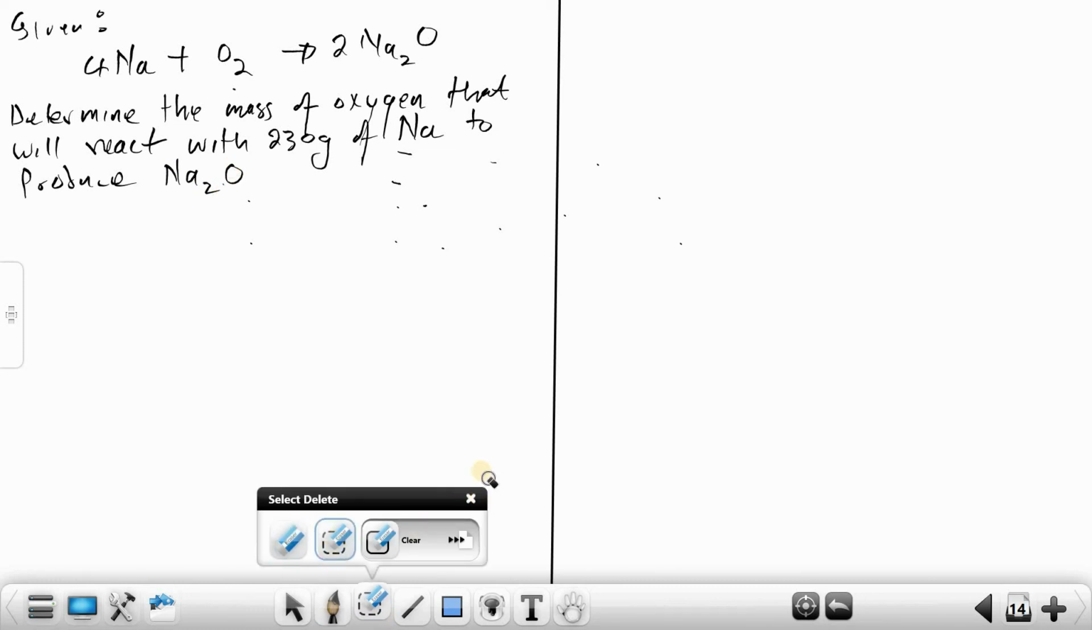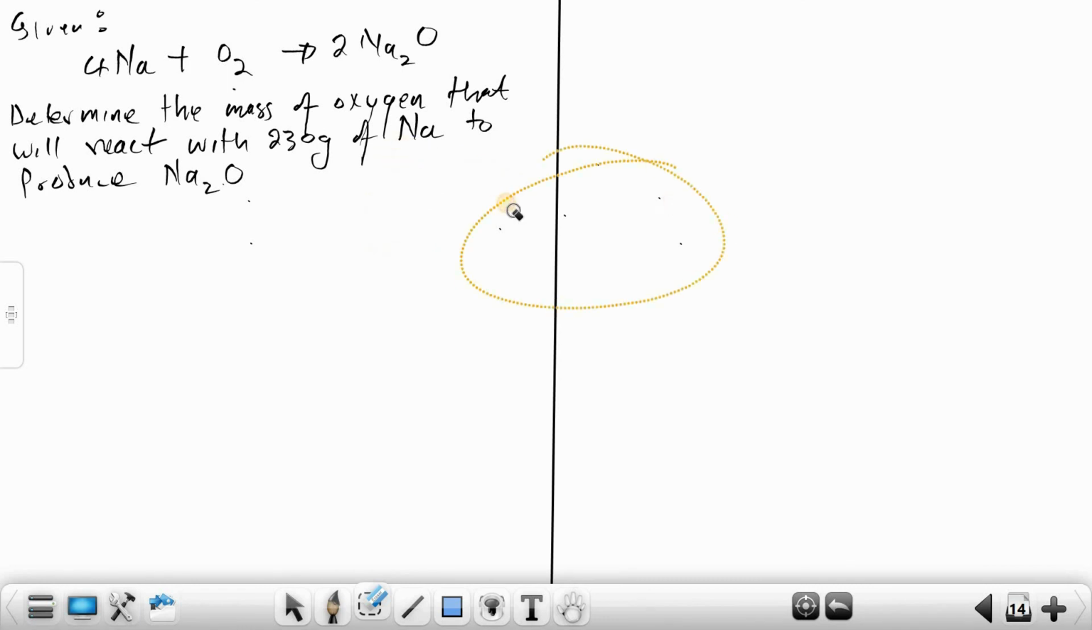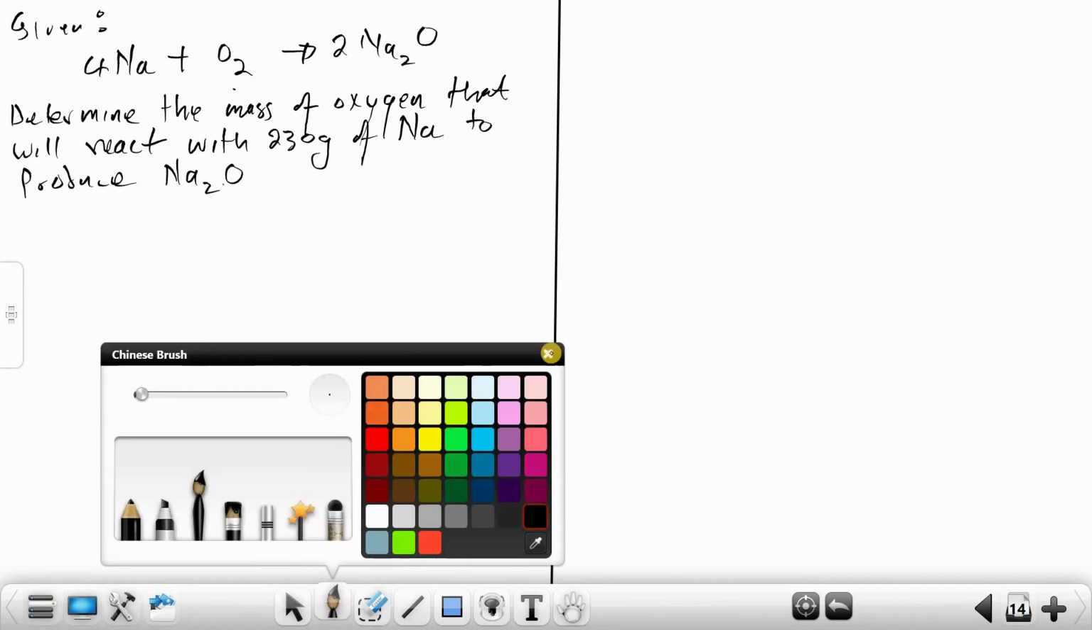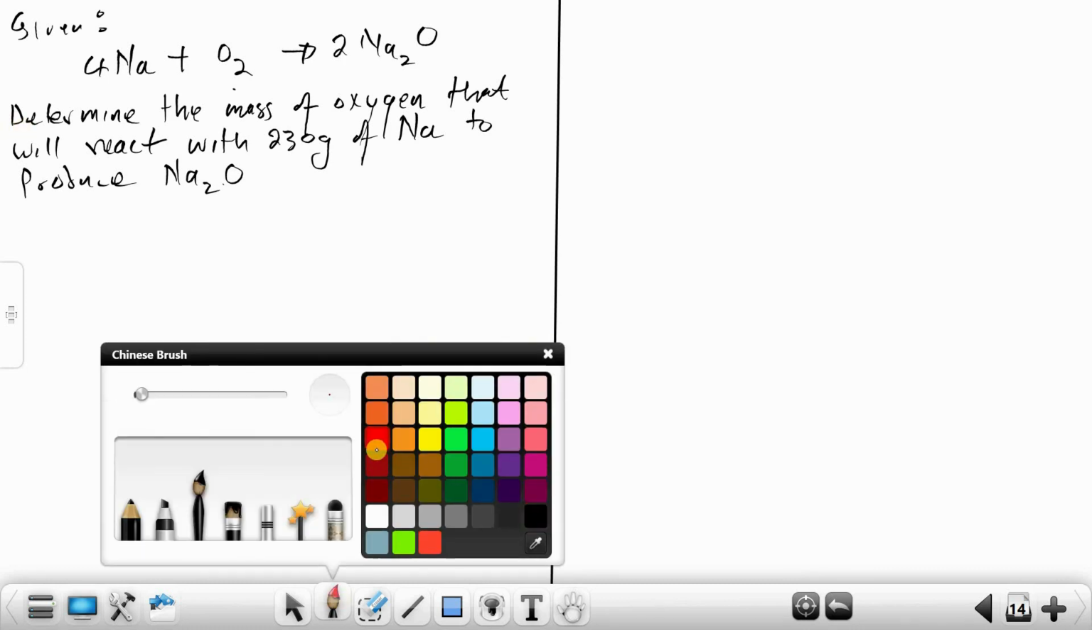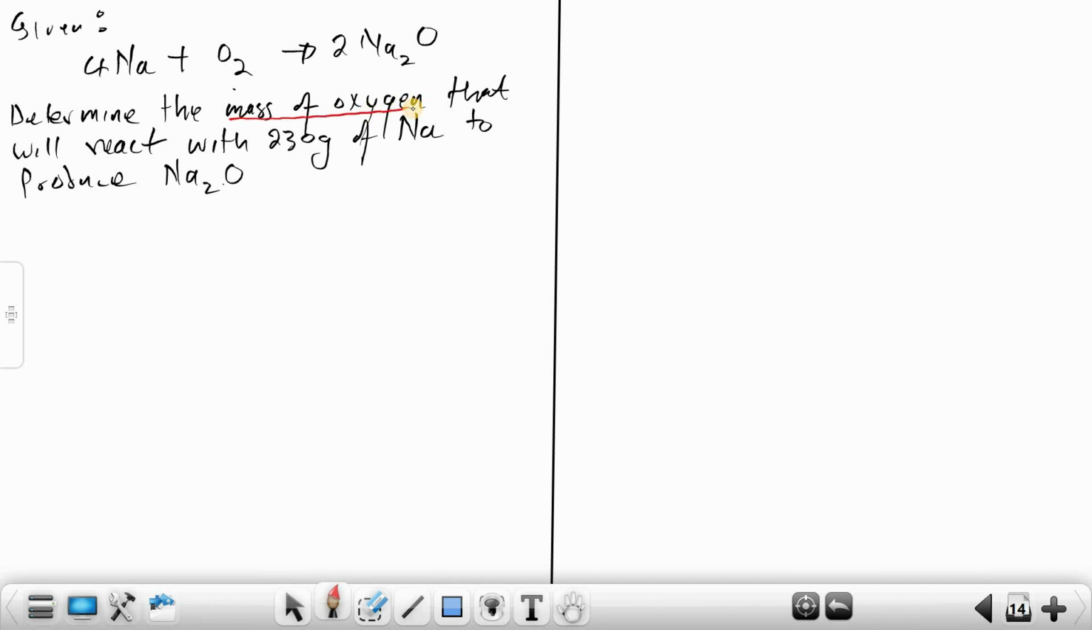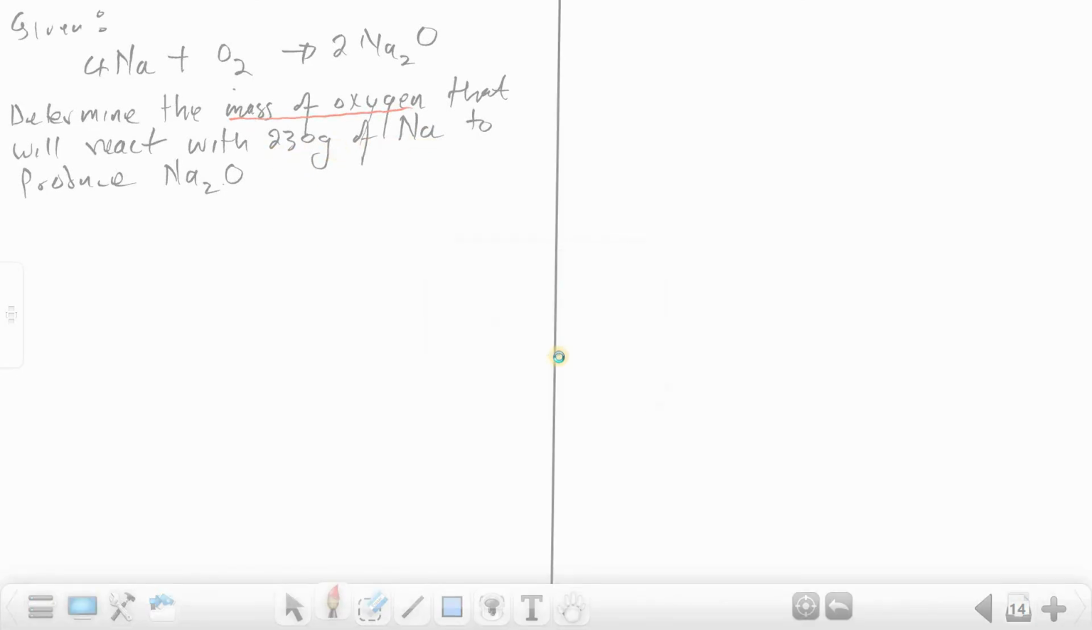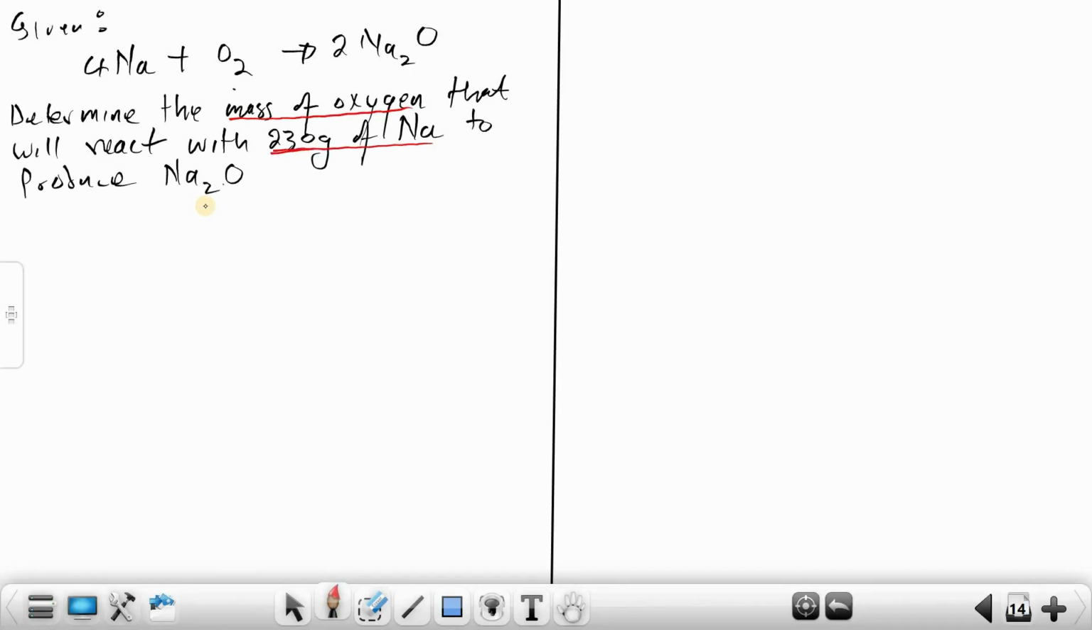So this is the statement or the stem of the question. We are given that information. So they want us to determine the mass of oxygen that will react with 230 grams of sodium to produce Na2O, sodium oxide. So where do we start?